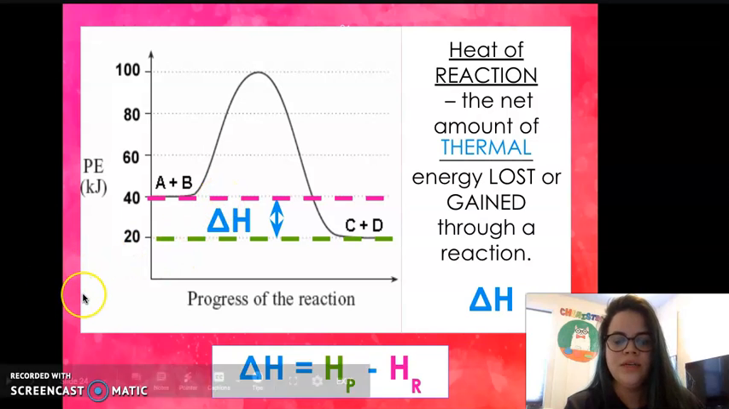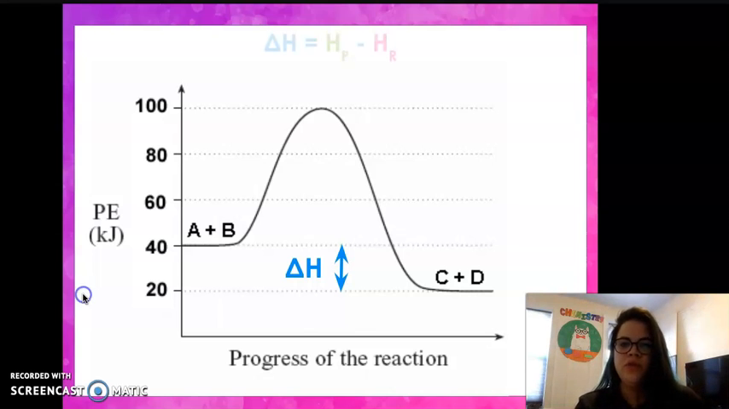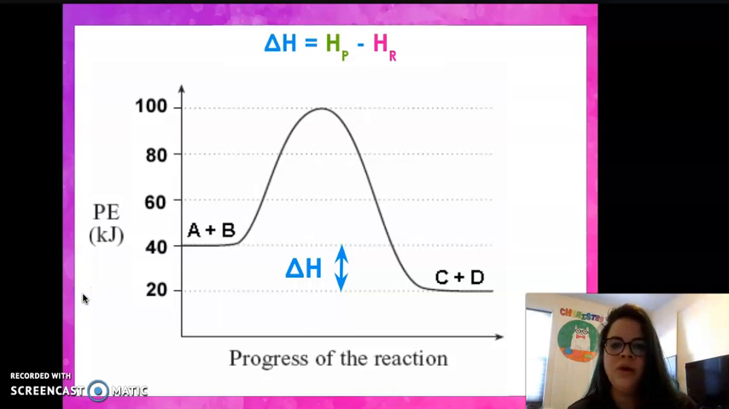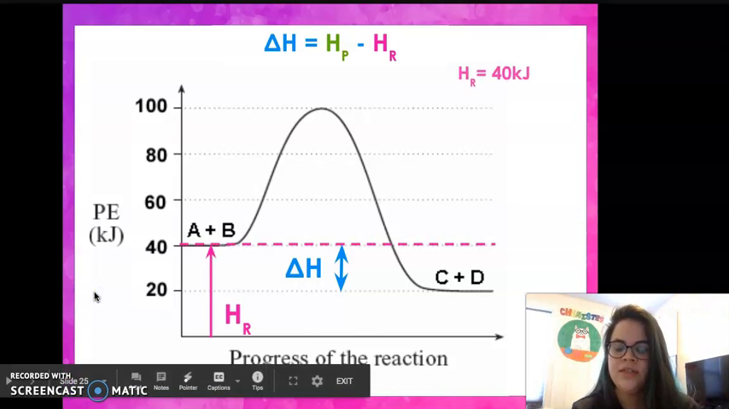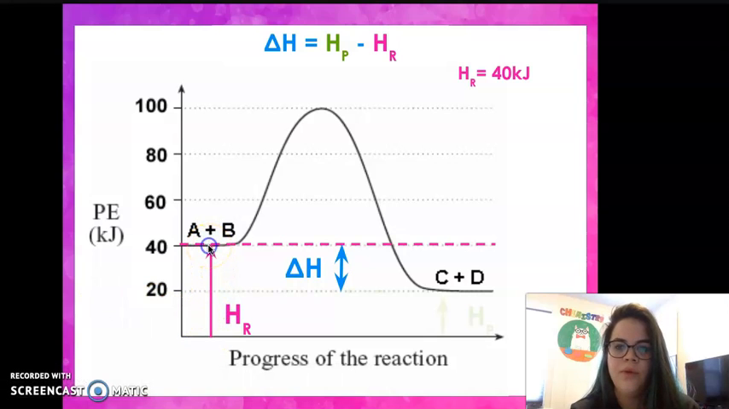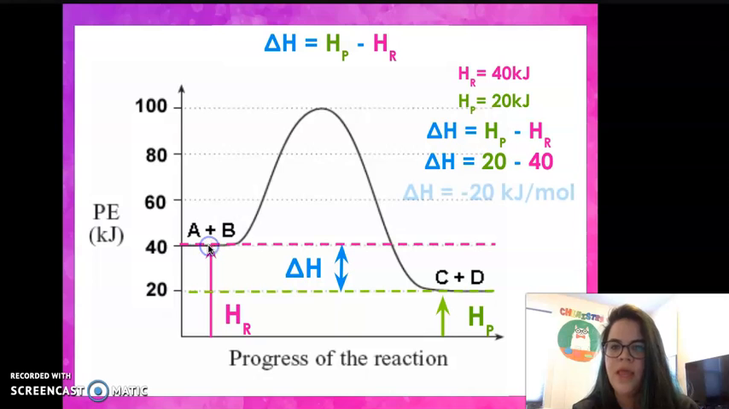Okay, so let's go through an example with this graph. So we want to find delta H, and we just learned that delta H is equal to the heat of products minus the heat of reactants. So what we already know is the heat of reactants is 40 kilojoules. It's going to be from 0 up to this point here. And we already know the heat of products, which is 20 kilojoules. Now to find delta H, you are always going to do heat of products minus heat of reactants, which hopefully you put 20 minus 40. And so our final delta H value is negative 20 kilojoules per mole.